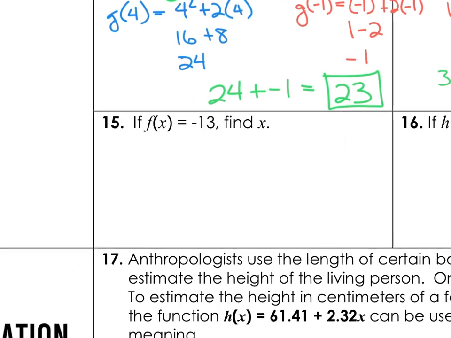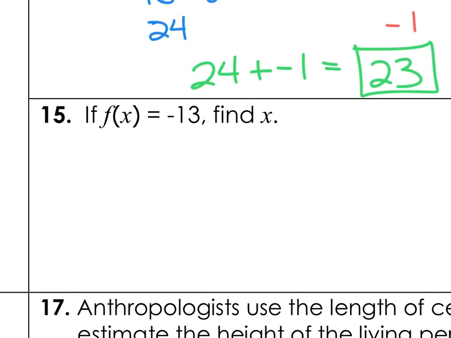Okay? 15 and 16 are a little different. And it's because they're not plugging in for x anymore. What they're doing is they're telling you that the output is negative 13, but they're asking you to try to solve for whatever that input is, and that input is x. So f of x, that function that we have, if you look up at the top, it is 8 minus 3x. Okay, that is our function. That is f of x.